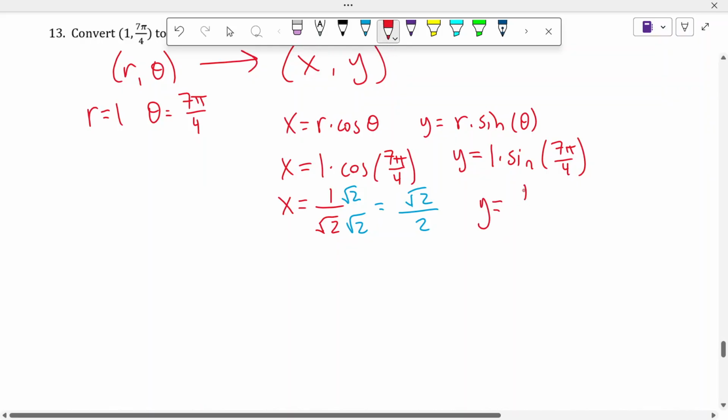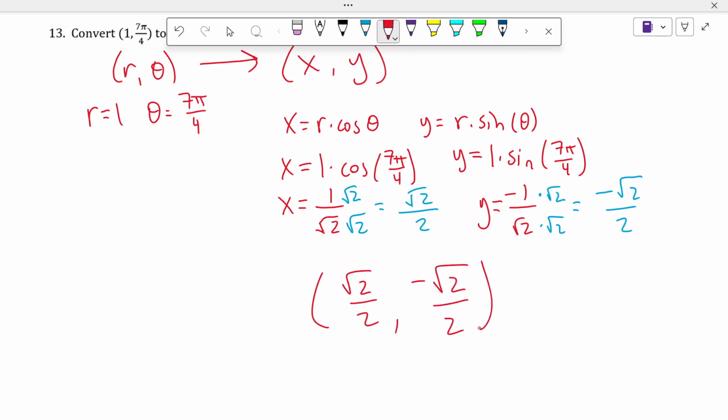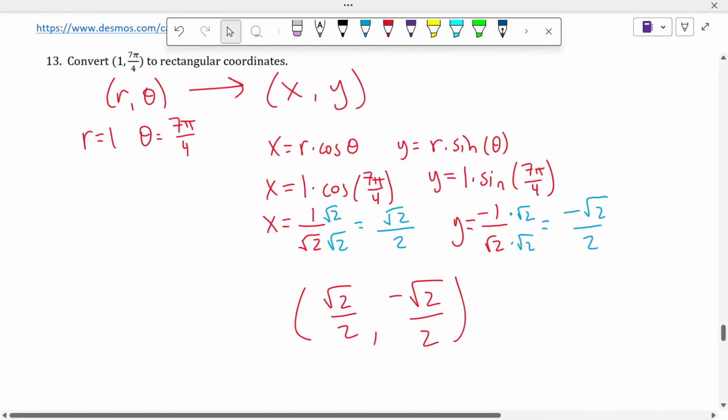Y equals the negative 1 over square root of 2. Of course, we should rationalize, and we know what the answer is going to be, just like the other one. So it's actually going to be negative square root of 2 over 2. Okay, well, so there's my answer. My answer is square root of 2 over 2, negative square root of 2 over 2. And let's just think about why and how all that works, why that makes sense.